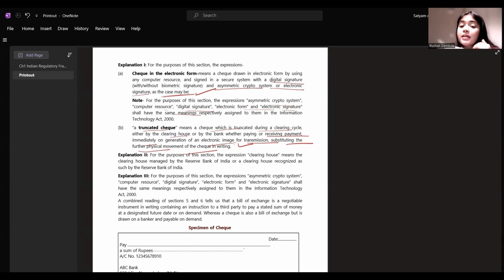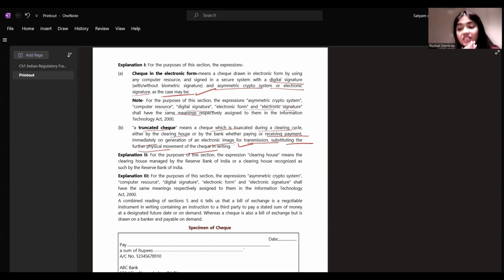So they'll immediately process the payment. Kotak Bank will send a scanned image of the check which has been given by Mr. X. This scanned image is going to be sent to SBI Bank, which is there in Aurangabad, Maharashtra. This is how the process of a truncated check works. The physical copy is going to take 2 to 3 days.